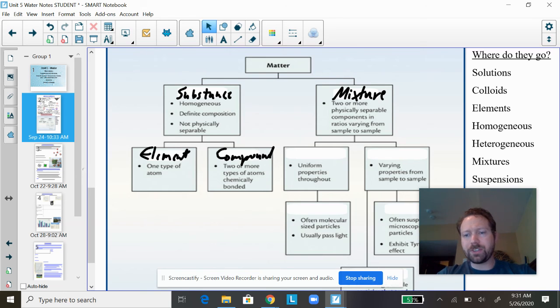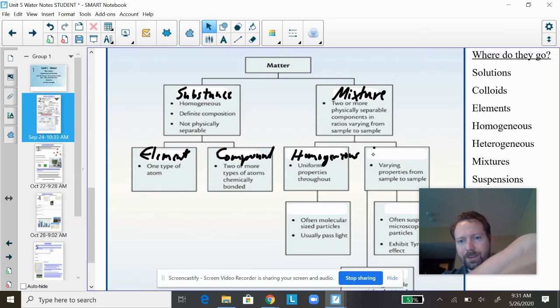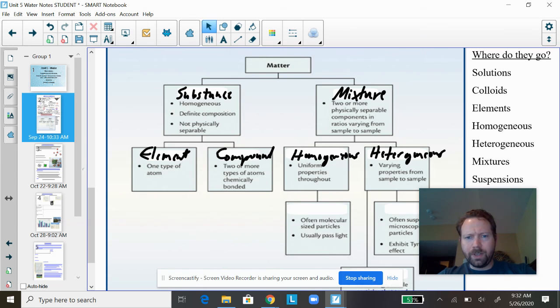We have two different types of mixtures, right? We have homogeneous and heterogeneous. Homogeneous means uniform properties, and heterogeneous means varied properties throughout. With homogeneous, we have the example of the solution. We have something dissolved in the water, and we now know what the dissolving process looks like if you look at the next video, so check back with that afterwards.